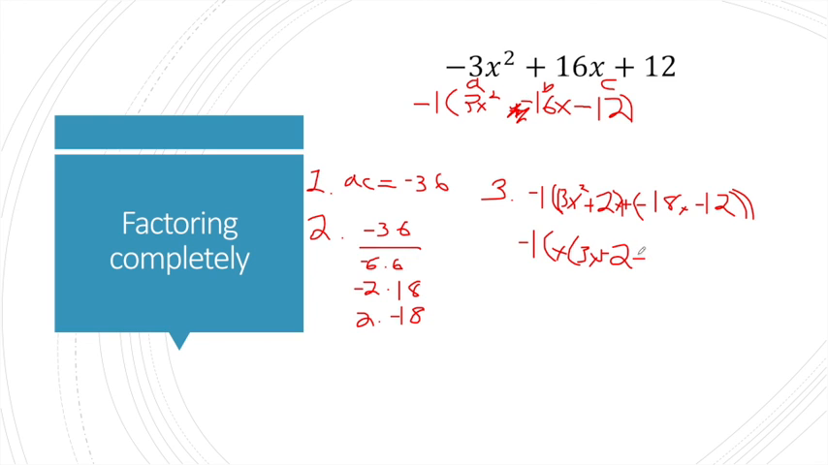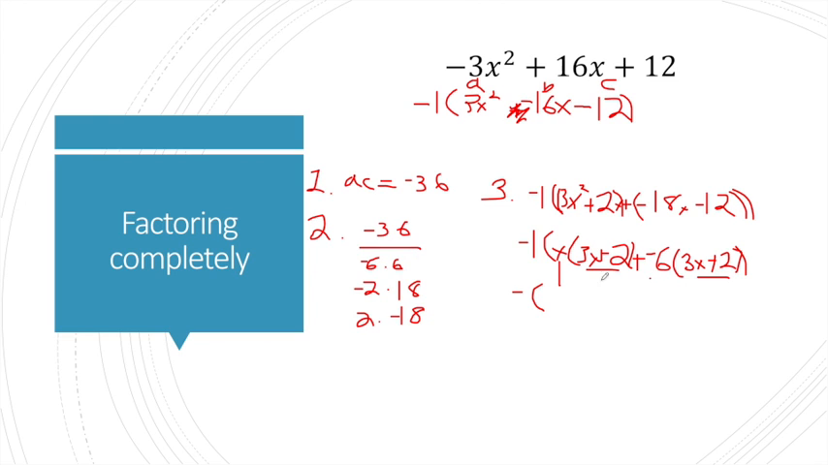Next, I have negative 18x minus 12. The greatest common factor of negative 18 and negative 12 is going to be a negative 6. So this is negative 6 times 3x plus 2. All right, I know I factored correctly because these two are the same. So I won't forget that negative on the outside. I'm just going to write it as a negative now as opposed to a negative 1.